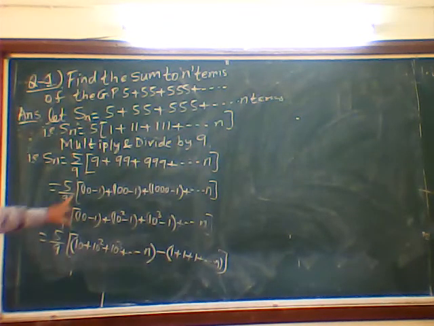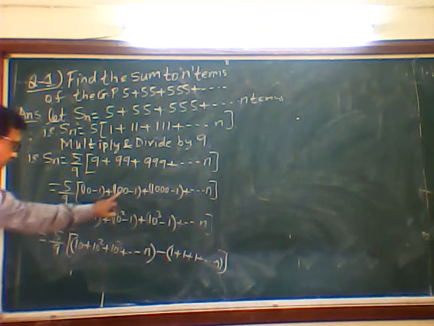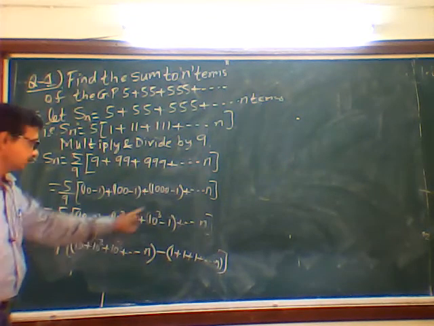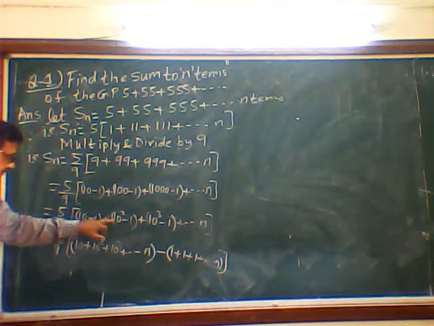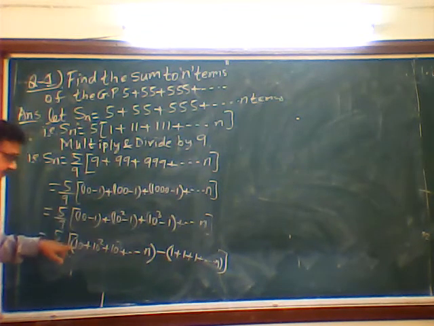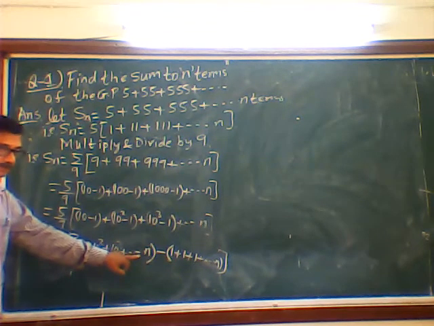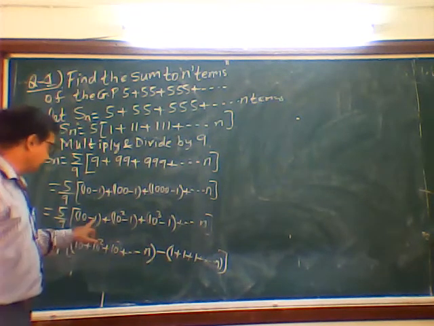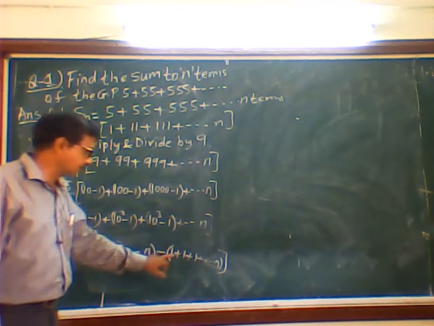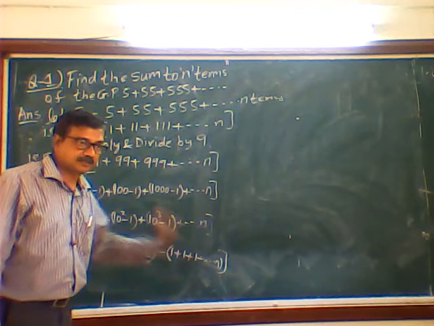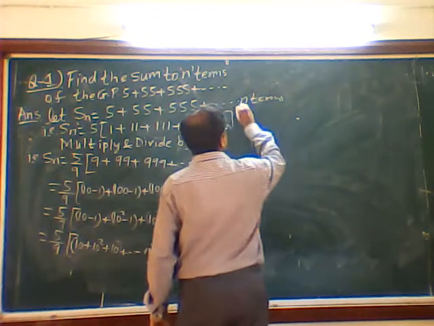This step is important. 10 minus 1 I have done. Then 100 I have done as 10 square, 1000 as 10 cube. Then all the 10s I have taken one side: 10 plus 10 square plus 10 cube plus dot dot dot n. Minus, here all are minus 1 minus 1. I have taken minus sign common, then I have written 1 plus 1 plus 1 plus dot dot n. After that I will come over here.